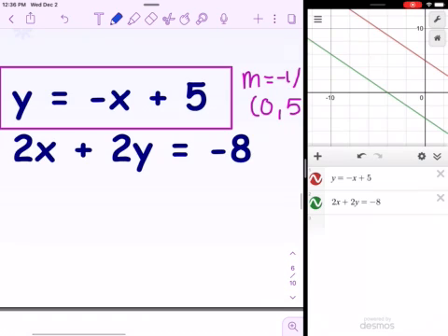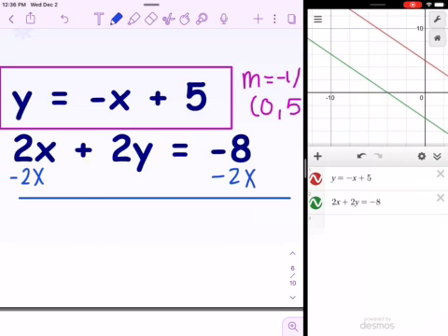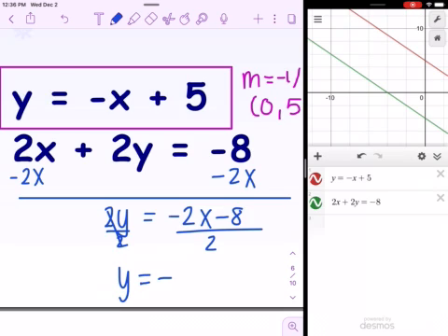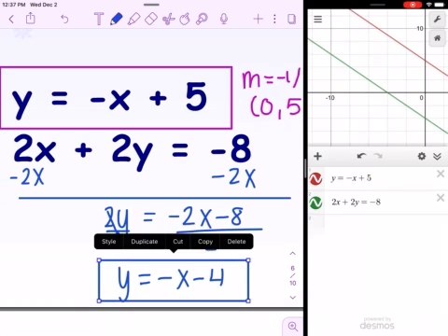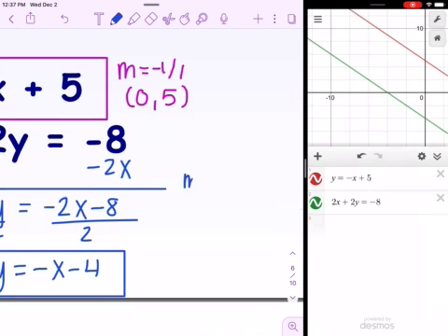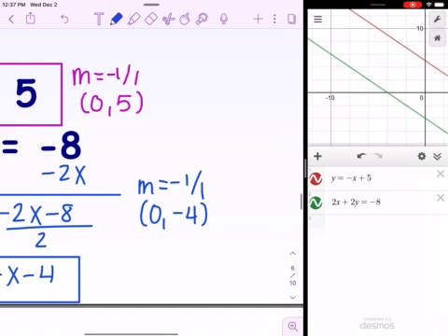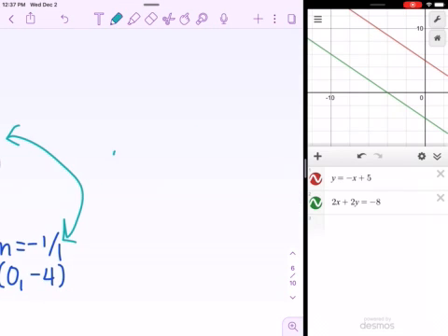The second one, we can go ahead and get that in slope-intercept form first. So we're going to start by subtracting the 2x from both sides because it has to be in y equals format. So 2y equals -2x minus 8. Divide everything by 2. So y equals -x minus 4. So in this equation, that's now in slope-intercept form, the slope is -1/1, and my starting point is 0, -4. So I can confirm that these slopes are the same. So these have no solution.